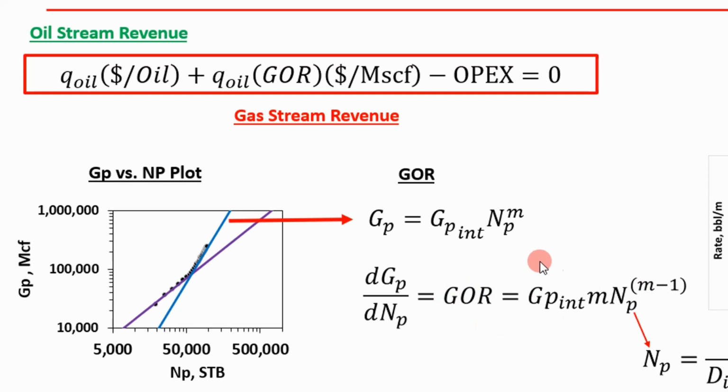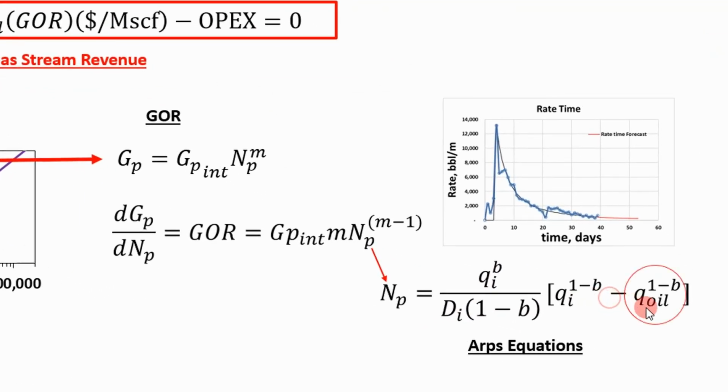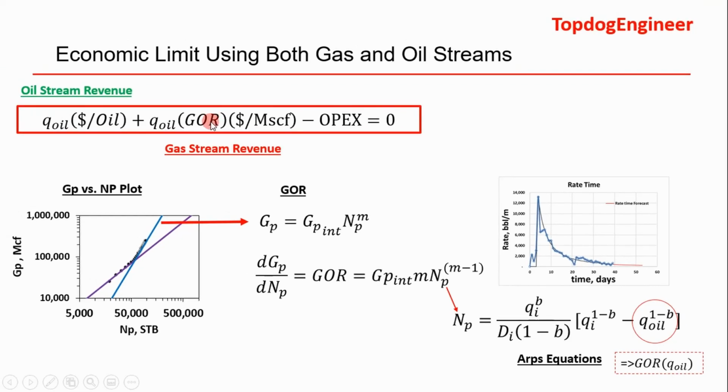So we have a function for GOR, but we still have to relate it to our oil rate. To bridge the gap between this cumulative production plot and our ARPS plots, we look at our ARPS equations. This is one equation for when B does not equal 1. You can see here it's a function of the oil rate, where the rest of these are constants: B, D_i, Q_i. And so if we plug this equation into here, we have GOR as a function of our oil rate, and if we plug it back into this equation, we can solve it.